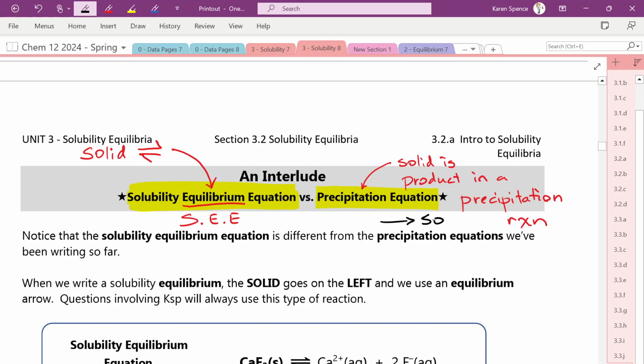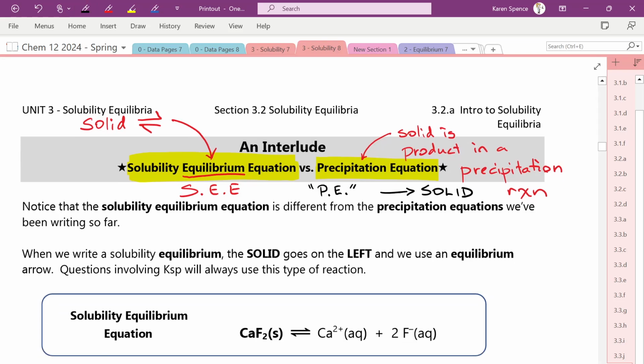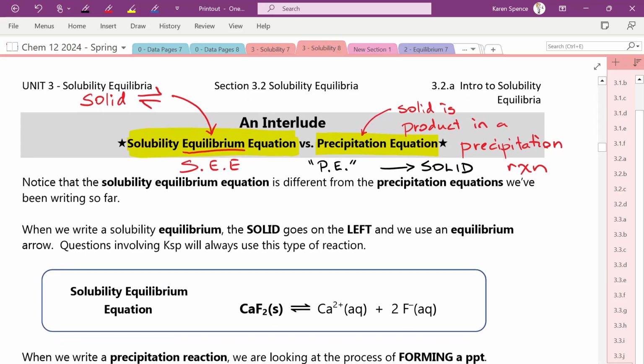So we're going to have our solid. And we can call the precipitation equation the PE, precipitation equation. So we have the C and the PE. And you will use these in different contexts. So some problems, we good? Okay. In some problems, you will want to use the C.